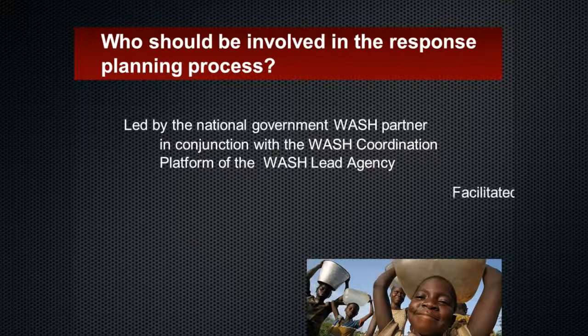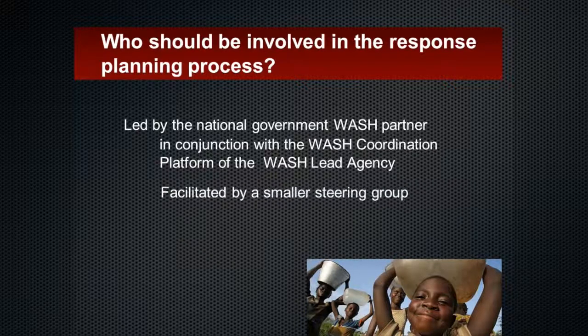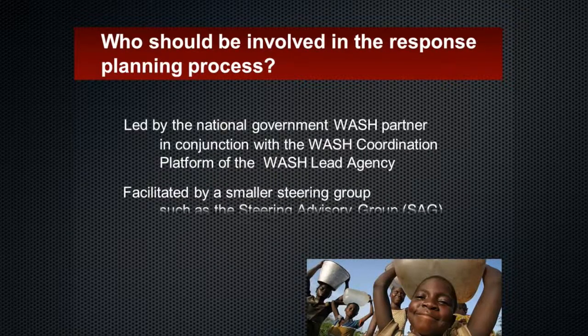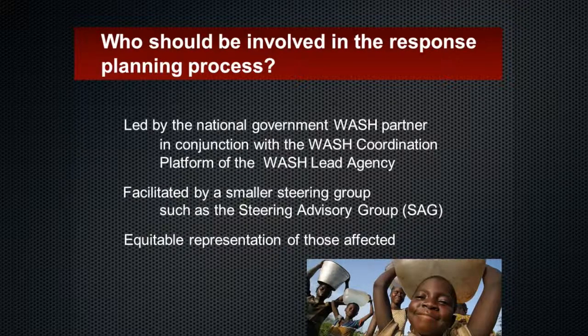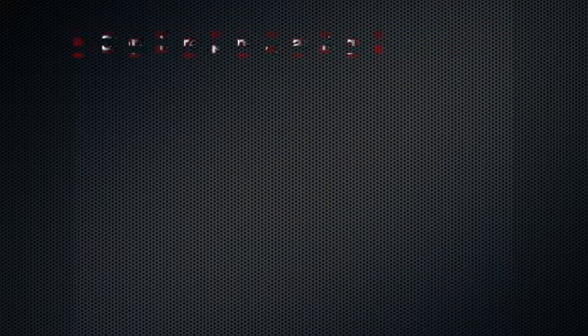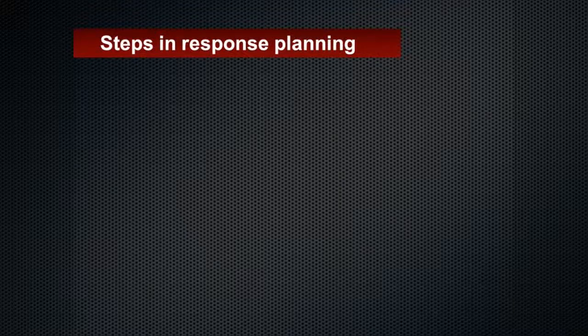It should be facilitated by a smaller steering group, such as the Steering Advisory Group, SAG, to enable faster, more efficient and effective decision-making, while ensuring that WASH actors are properly consulted and kept informed. There should be equitable representation of those affected by the WASH response plans. There are 3 major steps to consider while developing a response plan.